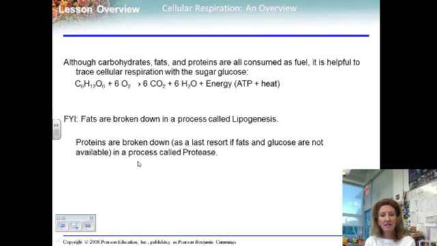So fats are broken down in a process called lipolysis, and proteins are also broken down as a last resort if fats and glucose are not available, in a process called proteolysis. Why do you think proteins would be one of the last things that our body would want to break down? You should know that by now.